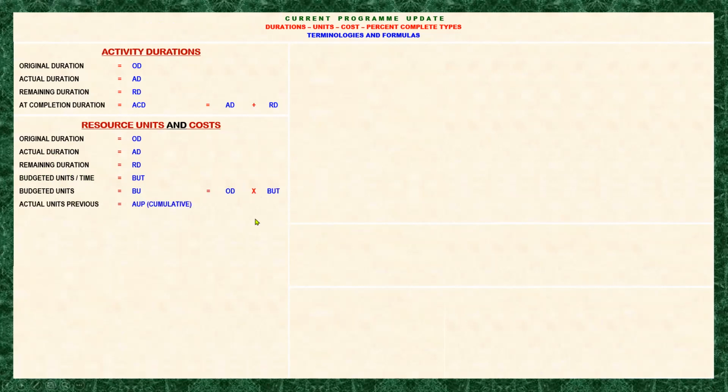And we have here the actual units previous. This is the cumulative actual units from the previous period. Since we are working on the current period, the actual to date units will be equal to the actual units previous plus the actual units this period. So let's move forward. We can see it here. So this is the actual units this period.